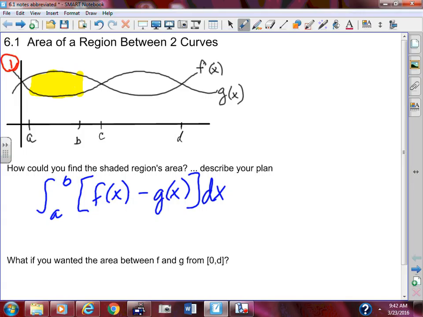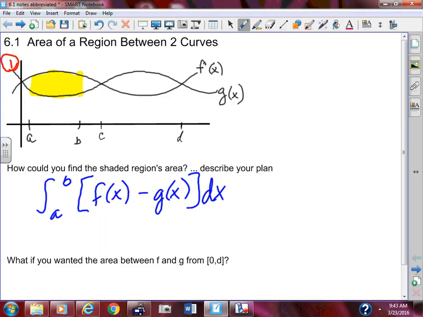All right, next I asked, what if you wanted the area that's between f and g all the way from 0 to d? It's going to be weird now. All right, tell us. Well, g goes on top after c, so I think you would do f of x minus g of x from 0 to c, and then after that, g of x minus f of x to d. Perfect. All right, so hopefully you all are noticing, just like him, if your upper function and lower function switch, you're going to have to do two separate intervals.